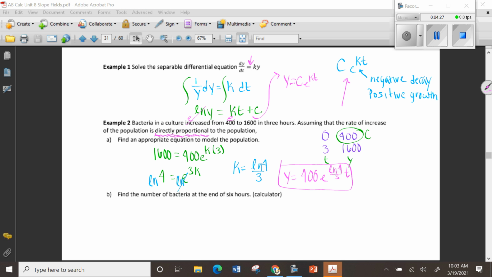Part B says find the number of bacteria at the end of 6 hours and to use a calculator. So you're going to pick up your calculator and you're going to plug in 6 for t. So we're going to put in the calculator 400 times E. Make sure you put everything in your exponent, ln 4 over 3, and then times 6. And let me know what you get in the calculator.